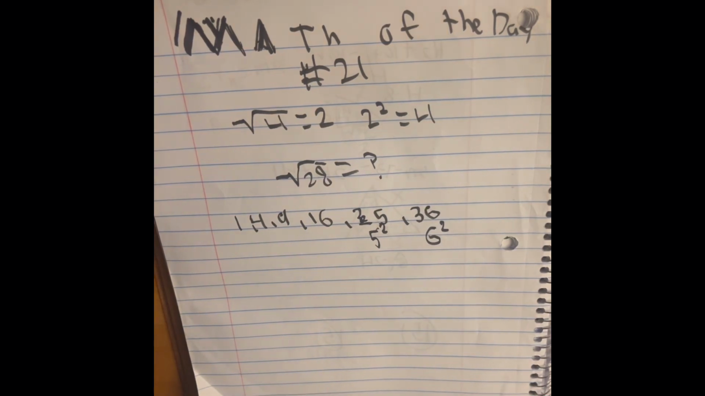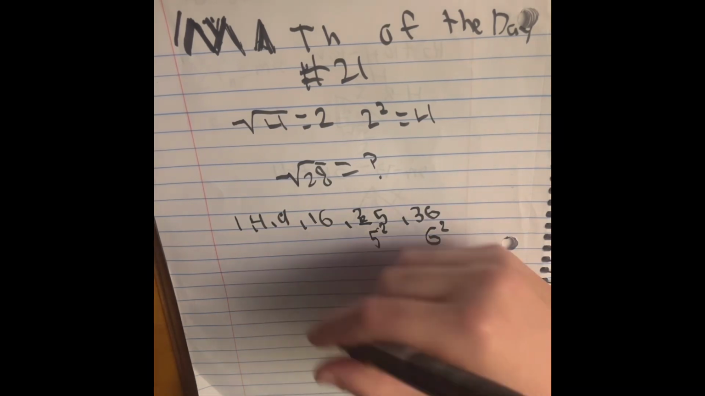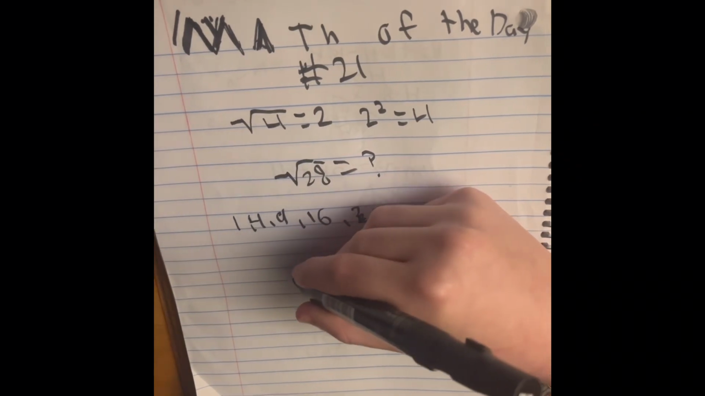Now we're going to do some trial and error here by trying to square numbers that should be close to the square root of 28. So, since 28 is just a bit more than 25, we're going to try a number a little bit more than 5. So let's try 5.2 squared.